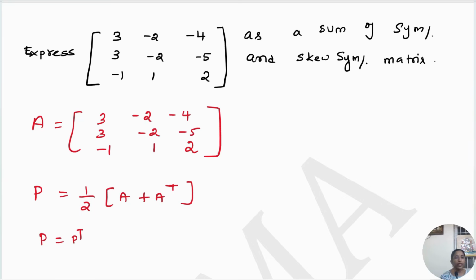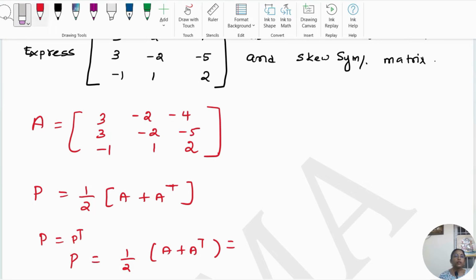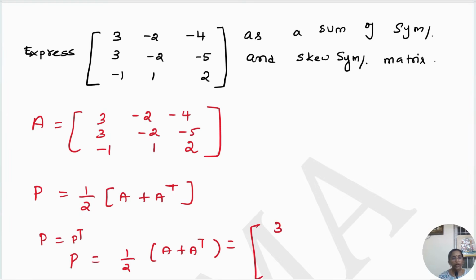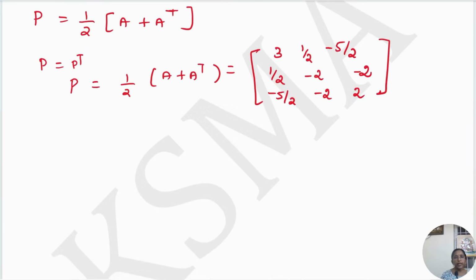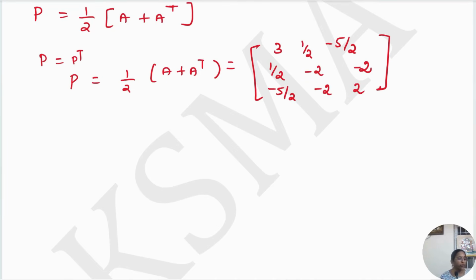So now you are going to find your P value is equal to 1 by 2 times A plus A transpose. The answer will be 3, 1 by 2, minus 5 by 2, 1 by 2, minus 2, minus 5 by 2, minus 2 and 2. And this is our P data. Now we are going to find the P transpose and we are going to prove P is equal to P transpose. So P transpose will be equal to the same data we are getting.